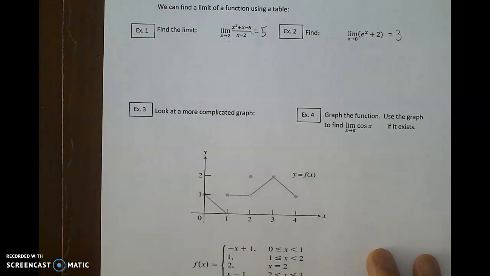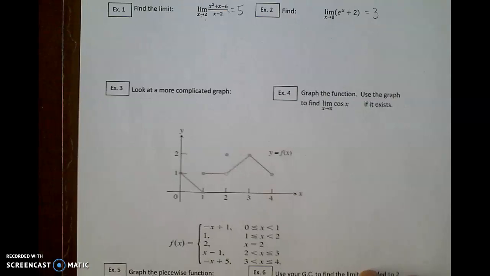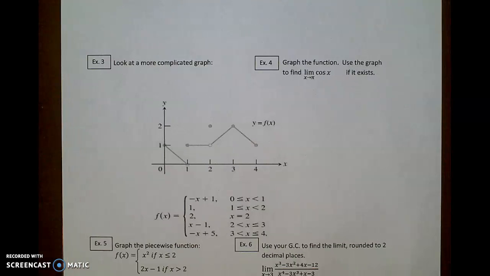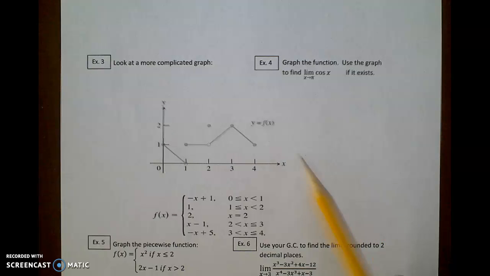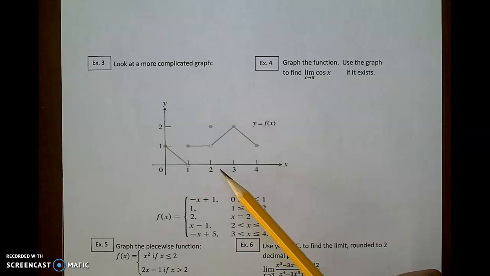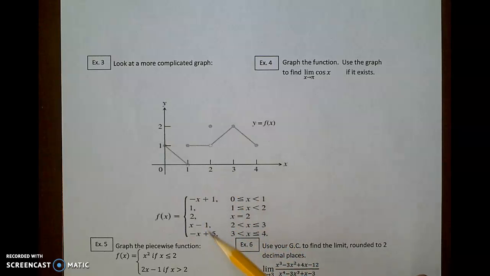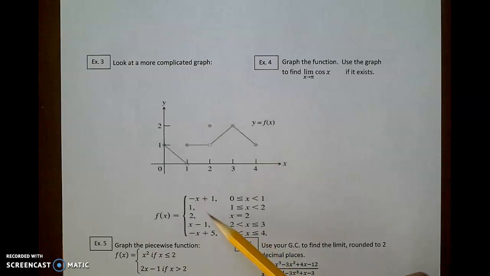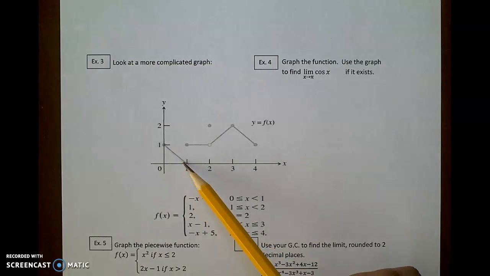Alright, so now we're going to move on to example number 3. So here's a little bit more complicated graph. As you can see, this is a piecewise graph. So here's the function that defines this piecewise graph. This piecewise is made up of 5 different pieces. So here's the graph for this first piece, negative x plus 1. That's a linear.